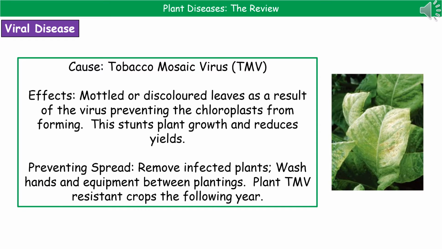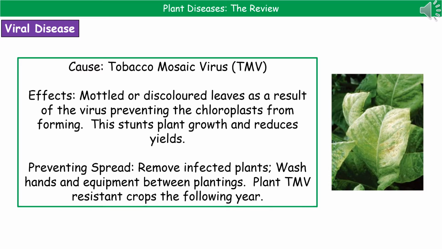So our viral disease is tobacco mosaic virus, or TMV. When a plant has TMV, it gets mottled or discoloured leaves. The reason for that is that the chloroplasts are not being allowed to form by the virus. If we don't have those chloroplasts present, the plant can take in less light energy and therefore there's less photosynthesis, which means that we get stunted plant growth and lower yields.